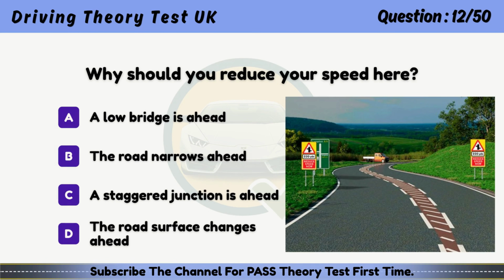Question 12. Why should you reduce your speed here? Option A. A low bridge is ahead. B. The road narrows ahead. C. A staggered junction is ahead. D. The road surface changes ahead.